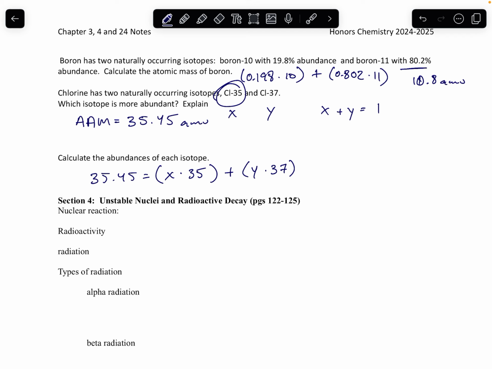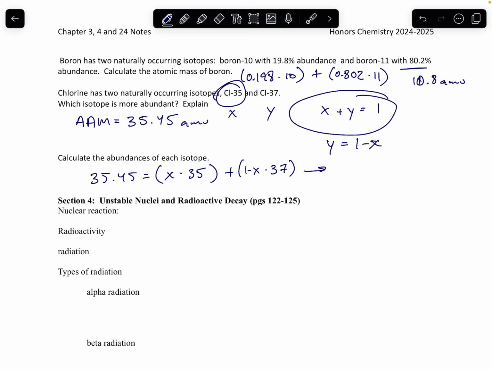But now we got an equation with two variables, right? We can't do that, right? You can't solve one equation with two variables. So I'd actually have a second equation right here. Okay? If I solve this for Y in terms of X, right, that's just 1 minus X. Okay, now I can go back, I can plug this in. Right? 1 minus X times 37. Okay, now I've got my equation. Everything is in terms of X. So now I can solve for that X value.